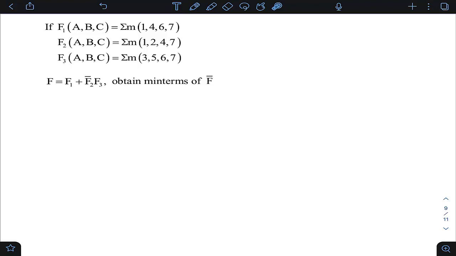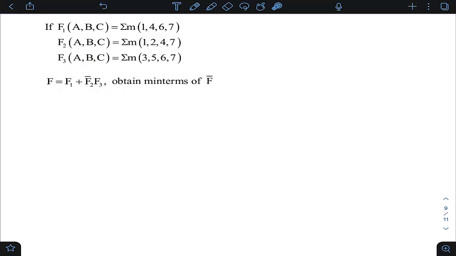Let us try to understand one more property of Boolean algebra by taking this example. f1 is a function of ABC whose min terms are 1, 4, 6, 7. f2 is also a function of ABC whose min terms are 1, 2, 4, 7. f3 is a function of ABC whose min terms are 3, 5, 6, 7. And I am defining one more function f, which is f1 plus f2 bar f3. Obtain the min terms of f bar.